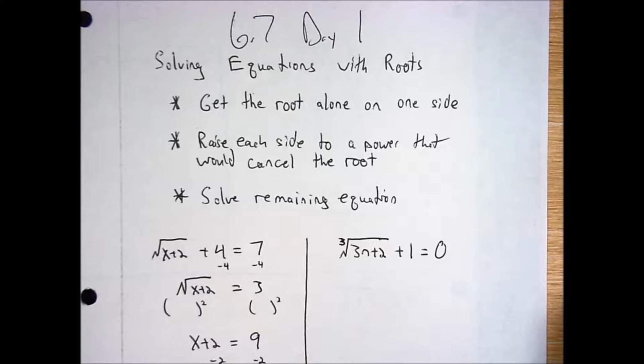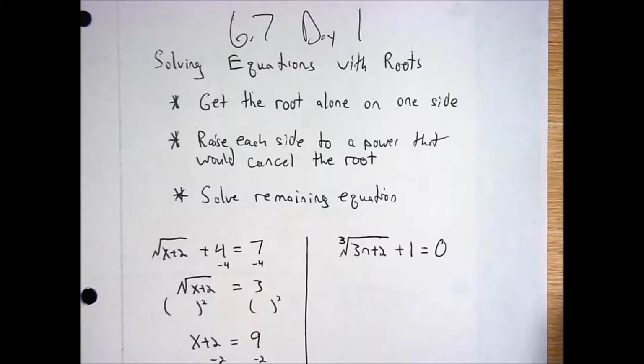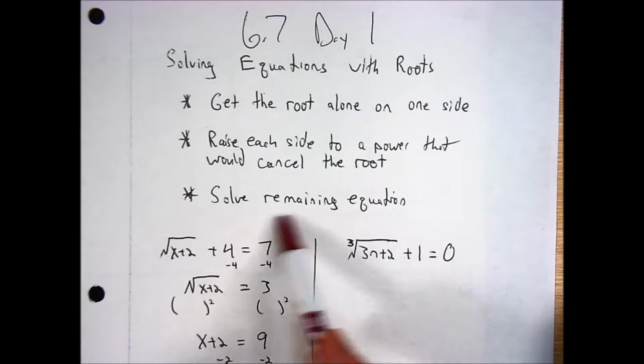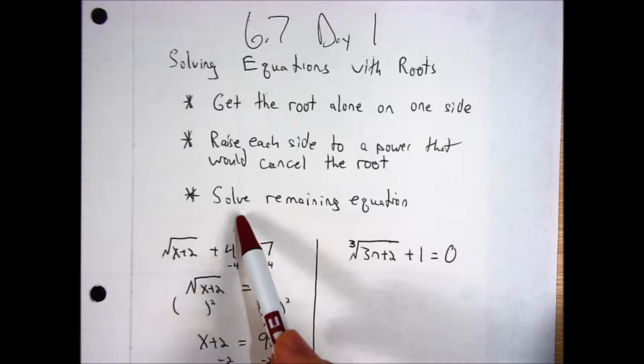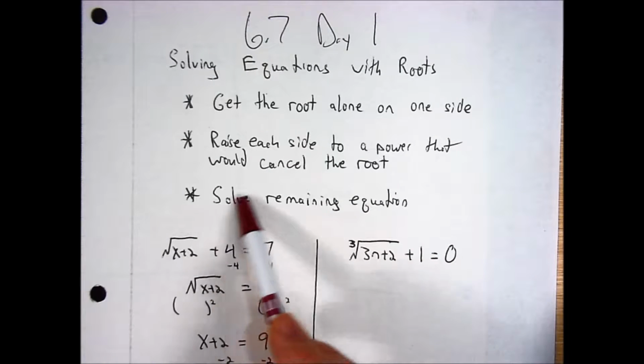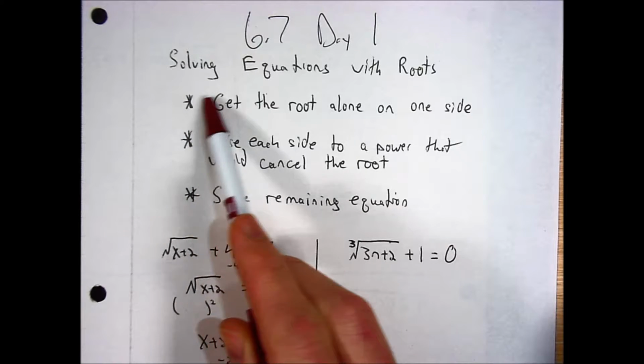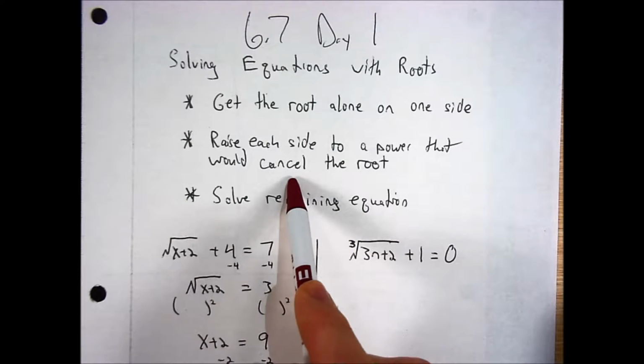So if we're trying to get rid of a square root, you probably want to square both sides. And then solve the leftover remaining equation. There will be a time or two when, after you get to this step, there's still a square root or a cube root or whatever root left involved, and then we're just going to start back over at the top, get that root alone, and continue on down again.